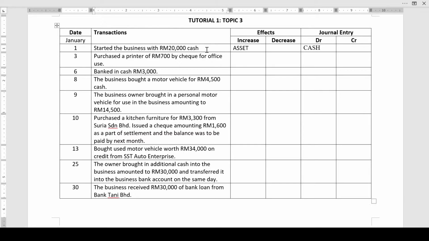Capital falls under owner's equity. So would this transaction increase or decrease the owner's equity account? The business has to record the contribution from the owner. As the owner adds capital to the business, we are going to add to the owner's equity. So at the same time there is an increase in owner's equity.